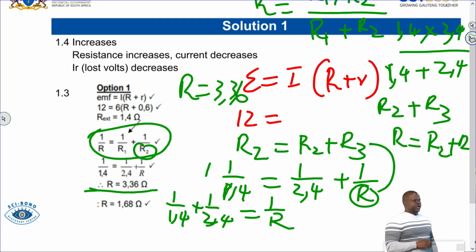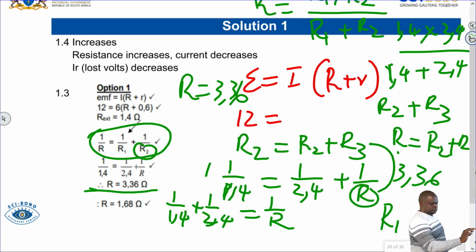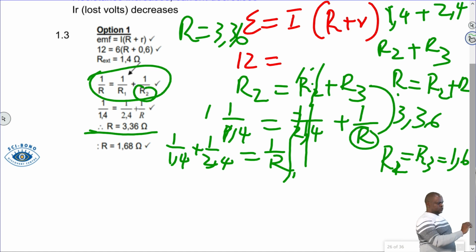Then from there, grade 11s, what we do is, because we say R is equals to R2 plus R3, then what we want is, we're going to say now, because this is equals to what? 3.36. Then R2 equals to R3, which is equals to 1,68. How do we do that? How do you get to that? Okay. Now it's working nice.